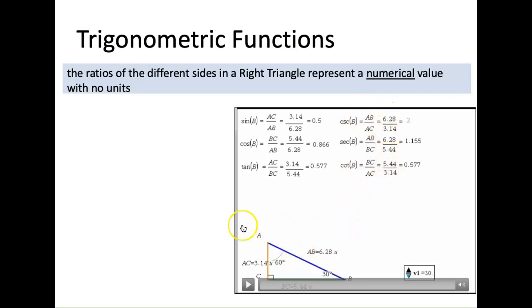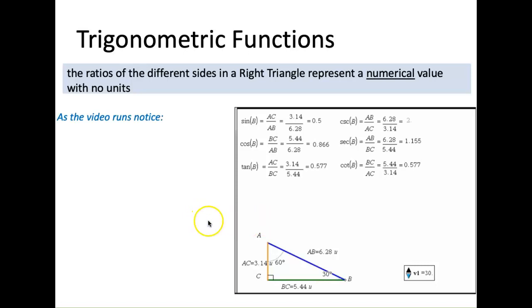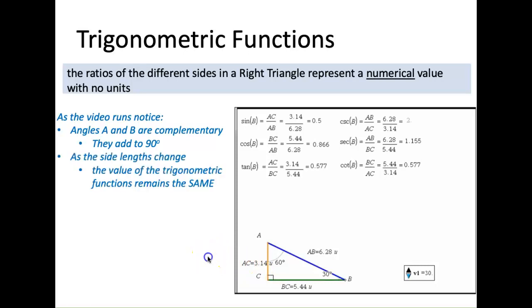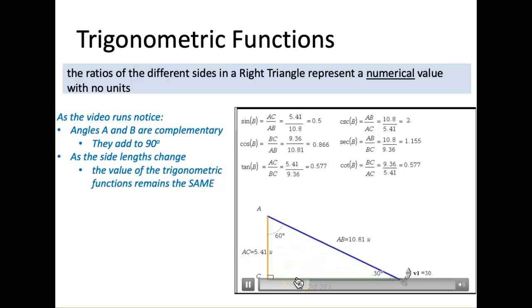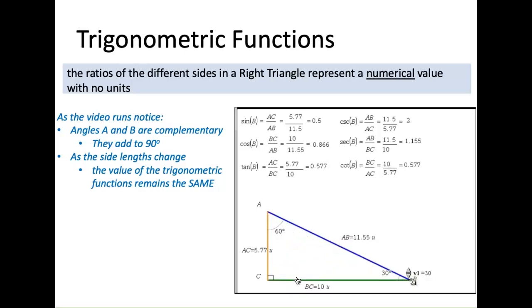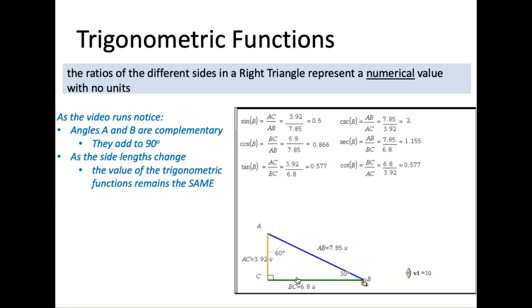So I'd like for you to notice what happens as we go through this little interactive video. As the video runs, these angles are complementary. They add up to 90 degrees, but those trig ratios remain the same. This number right here for the sine, cosine, and tangent is going to stay the same for angle B, which is the 30 degrees. Okay, so let's play that. So even as the triangles get larger, the sine of 30 degrees still is 0.5. And even if the triangle is much smaller.